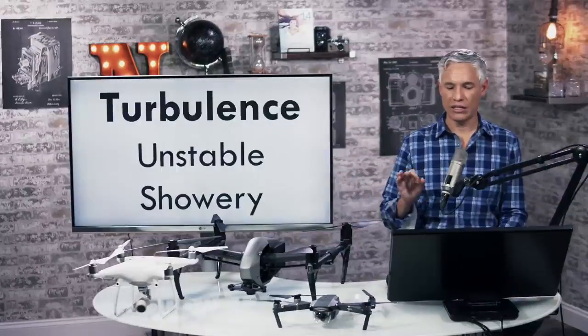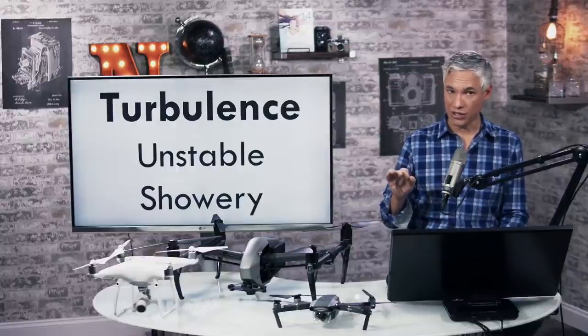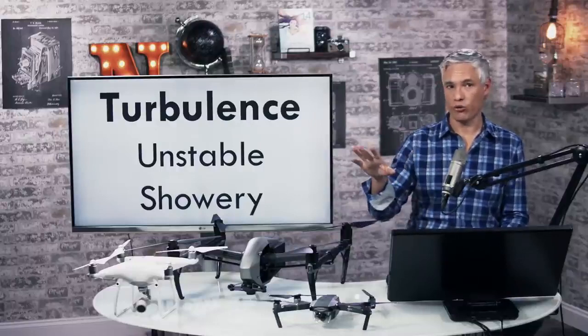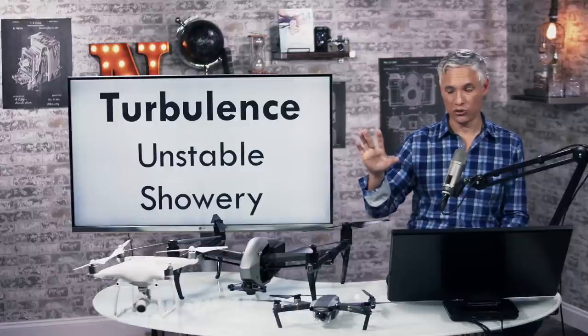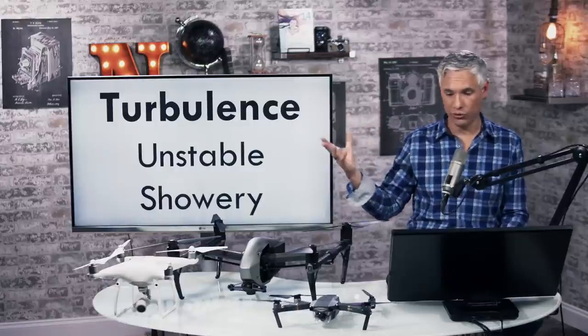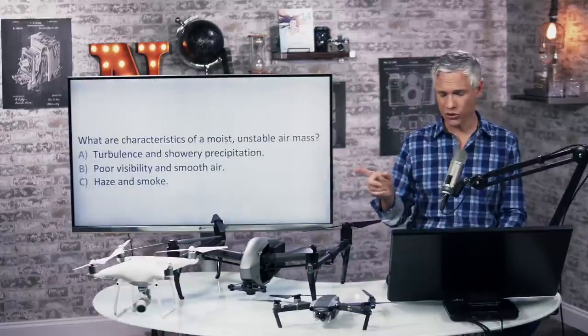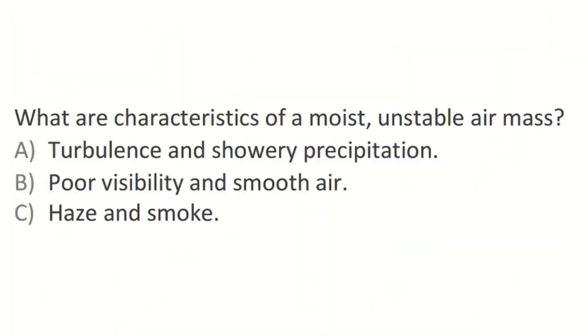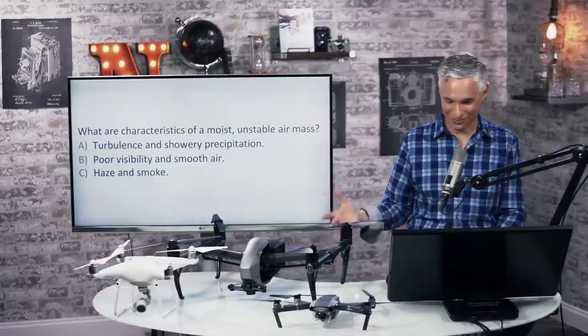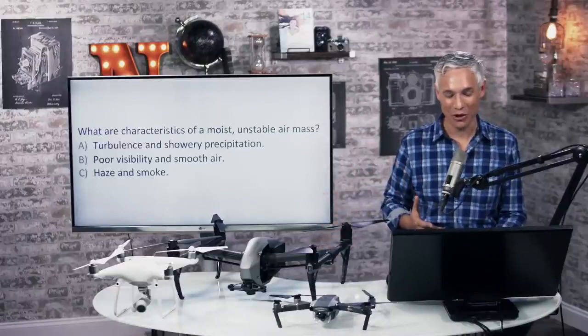Turbulence is caused in air that is unstable and showery. I just want you to associate those terms. It seems obvious, right? Unstable air would lead to turbulence. Here's a question about that. What are characteristics of a moist, unstable air mass? Would you expect it to be smooth? No, you would expect turbulence, because I just told you unstable means turbulence. Turbulence and showery precipitation.